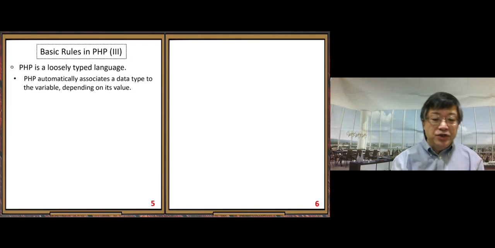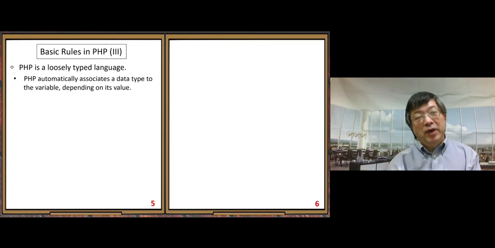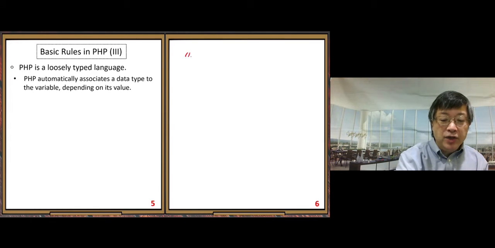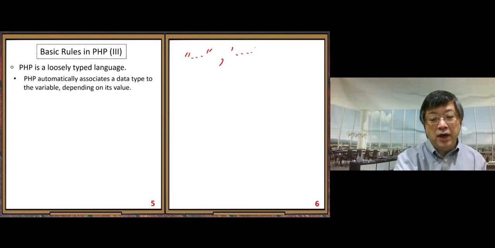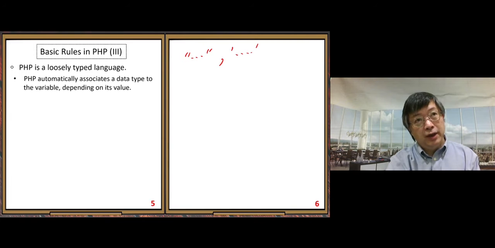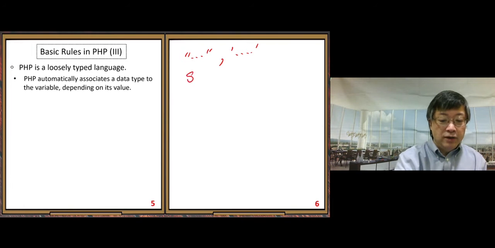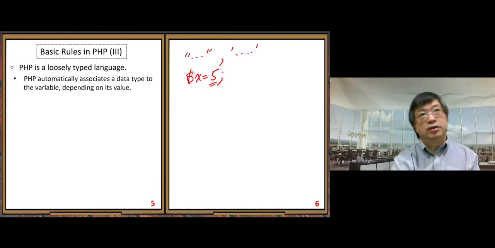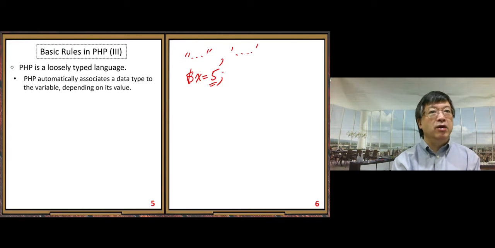PHP automatically associates a data type to the variable depending on its value. But for a string and a number, there is a simple way to separate them. A string we always include in double quotes, or single quotes is also okay. String literals. Then for numbers, you do not include them in double quotes. $x equals 5. All right? You do not include it in double quotes. So then PHP can tell, oh, this is a number variable, not a string variable.